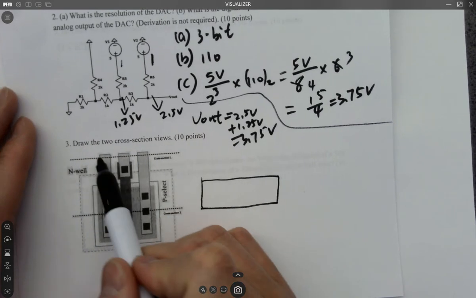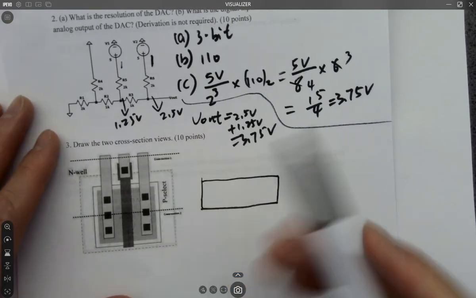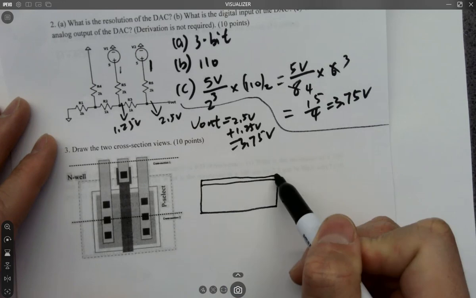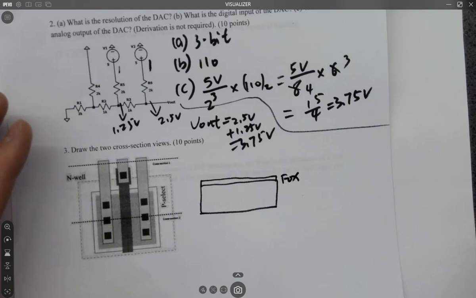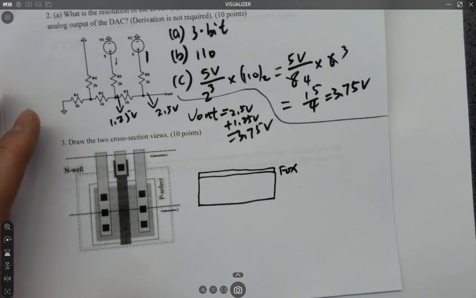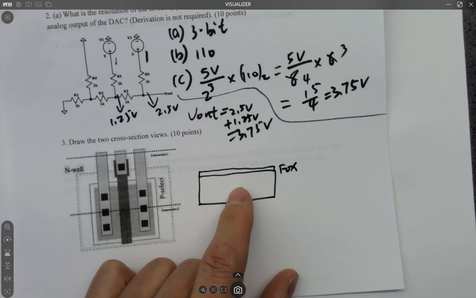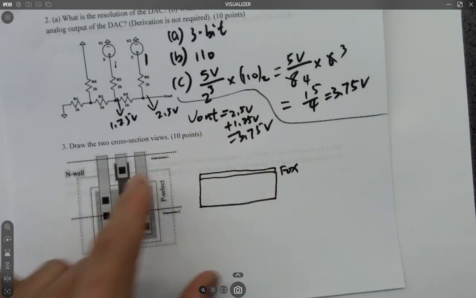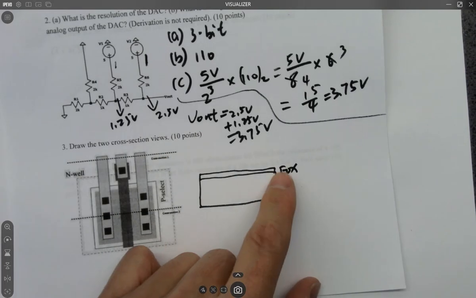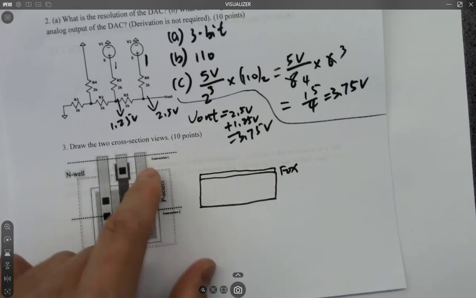It's basically just 3 metal pieces. We got Fox. Why Fox? Because there's no P select. Why? Because P active will open up a window on Fox, exposing that P substrate to all the diffusion. But because you don't have a P active, Fox should be intact.